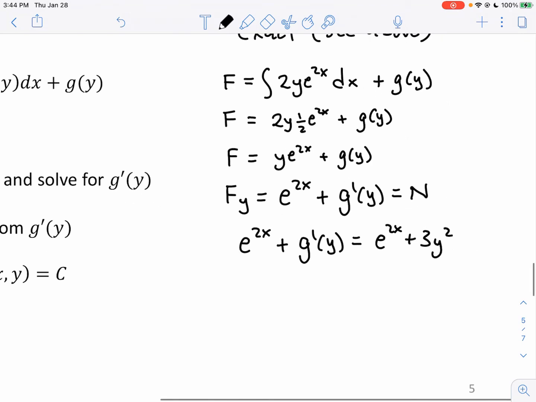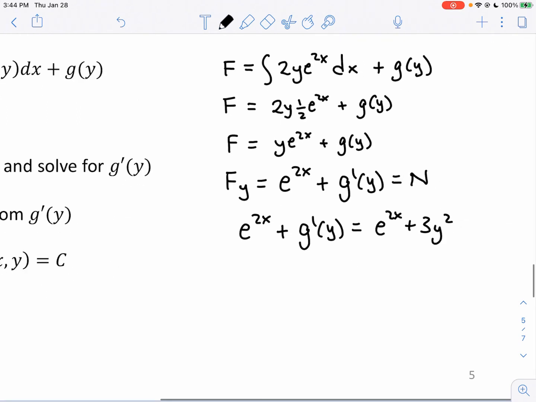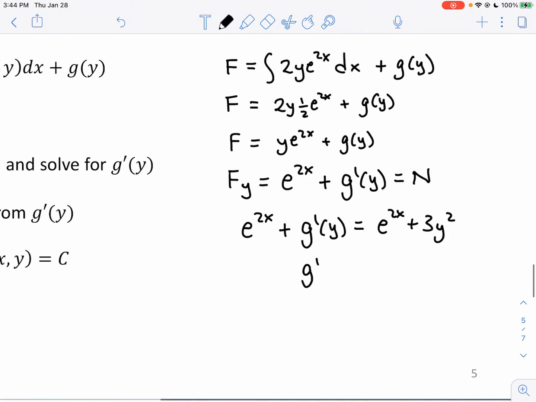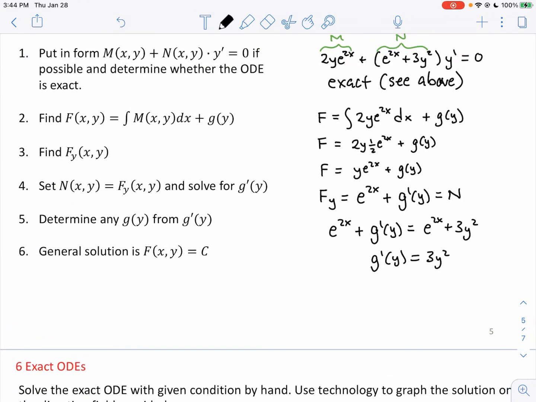So there's the n function. Next is solve for g prime, so get g prime isolated. Notice the e to the 2x's cancel each other. So to solve for g prime, we just get g prime is equal to 3y squared. Okay, so we've done steps 1 through 4 now.